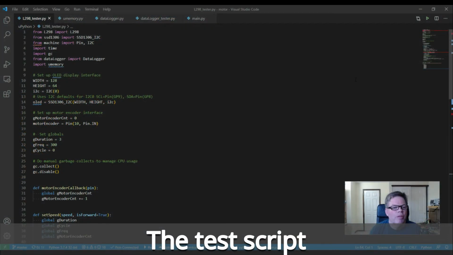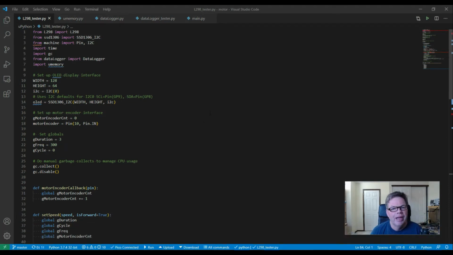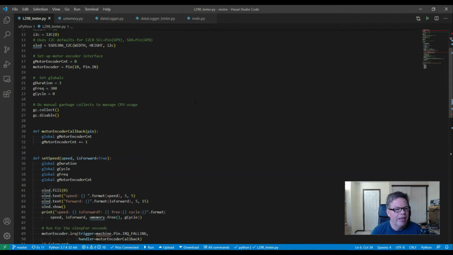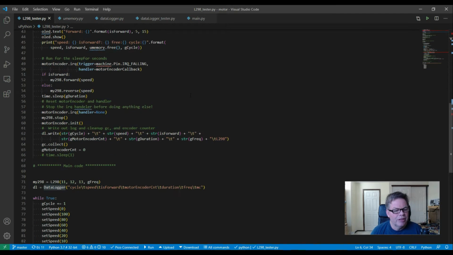So I wrote some more MicroPython code, really just to exercise the motor and get some encoder values off the motor to see how fast it's going at different speeds in different scenarios. So this is the code here. I'll sort of start from the end here.